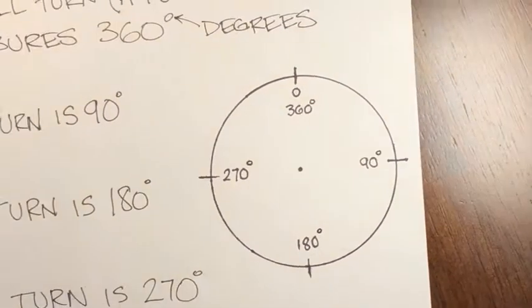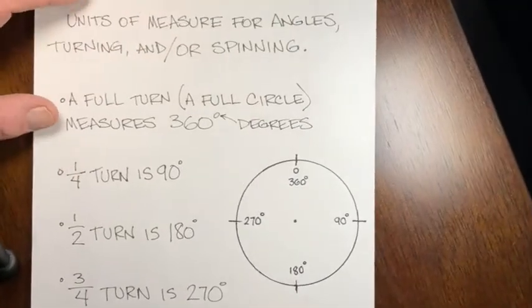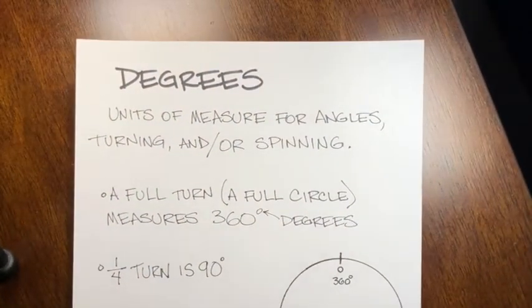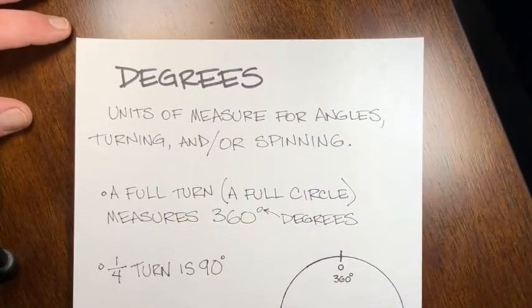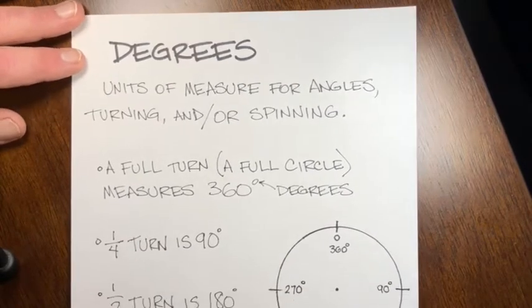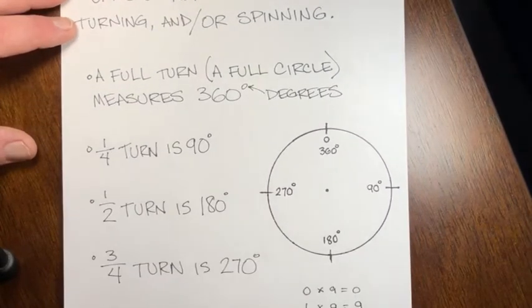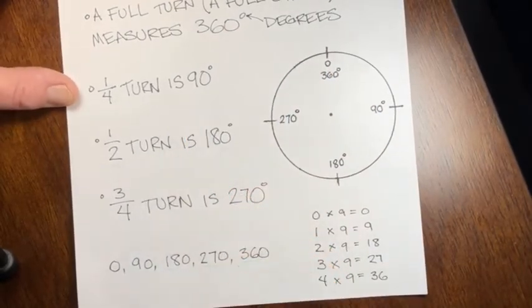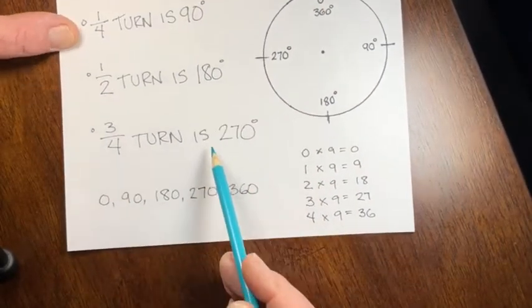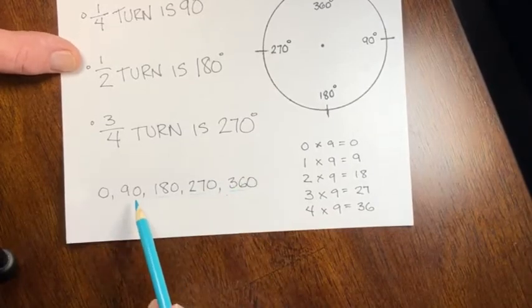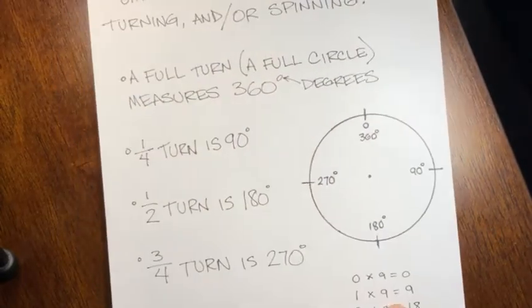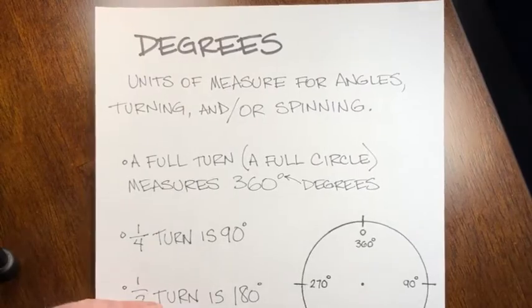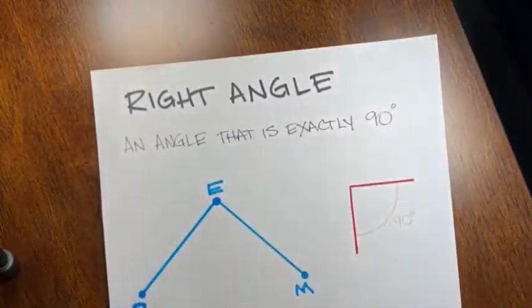So, review real quick on this page. Degrees are a way of measuring circles and turns. A full circle is 360. A quarter turn is 90. Half turn is 180. And 3/4 turn is 270. And they come from these patterns of numbers here. So that's degrees. Now that you know what degrees are, we can go ahead and start measuring angles.